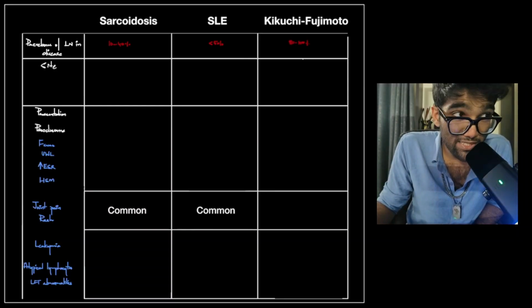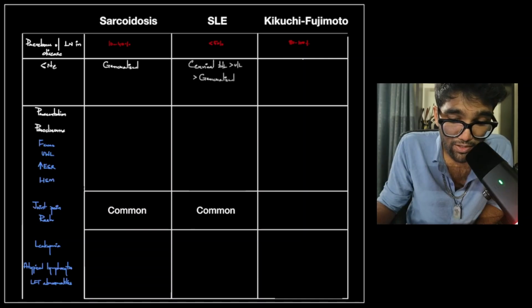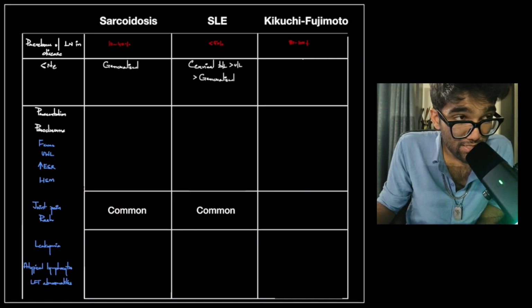Kikuchi Fujimoto is defined by the presence of lymphadenopathy, so it is present in 80 to 100% of cases. The site of lymphadenopathy in sarcoidosis is typically generalized, but characteristically hilar and mediastinal. In SLE, it is cervical, bilateral more than unilateral, but it can be unilateral and it can also be generalized.